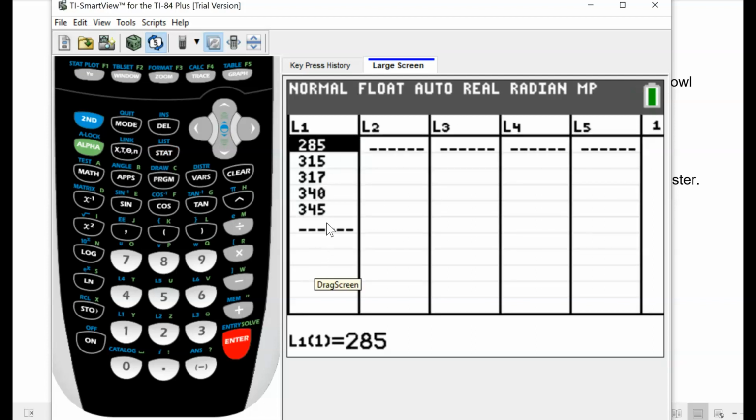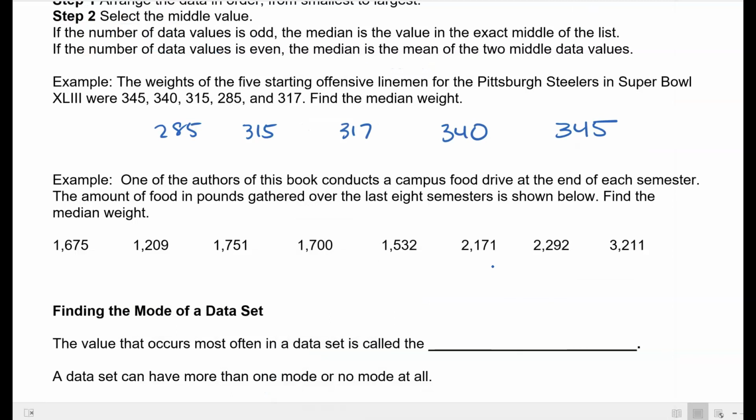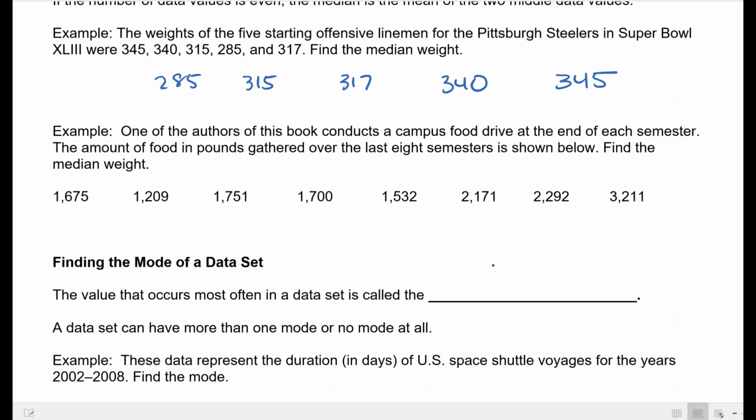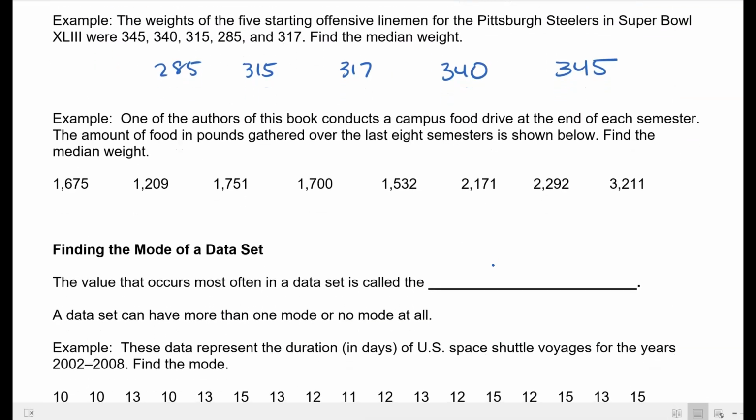Again, this is a short list. You would probably never use a calculator for this list, but on the homework there are some longer ones, so this could be helpful. If you don't have a graphing calculator, this is totally not necessary. It's just some instructions if you do. So let's move on to the next example. Or no, I'm sorry, we never finished this one.